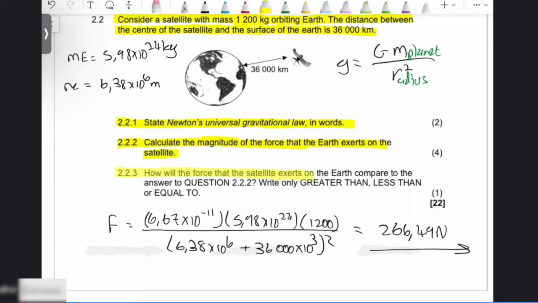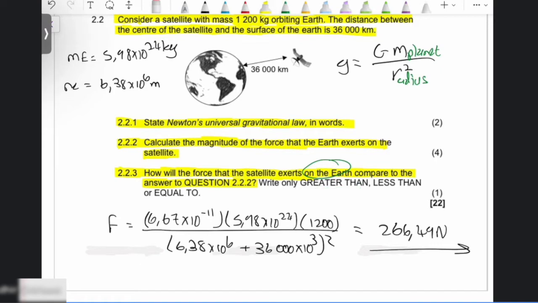Okay, 2.2.3, how will the force that the satellite exerts on the Earth compare to the answer in that there? Obviously, if it's on the Earth, we're expecting it to be greater than. That's just an obvious thing. We know that because it's going to be closer. The closer we are, the stronger the gravitational pull. Right? That's just very, very obvious.